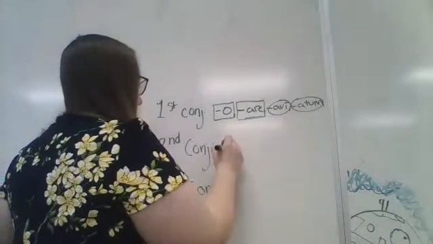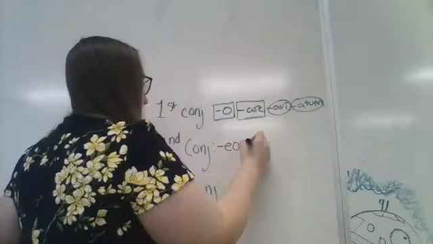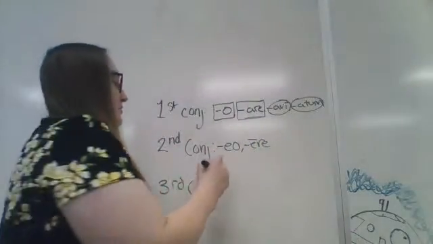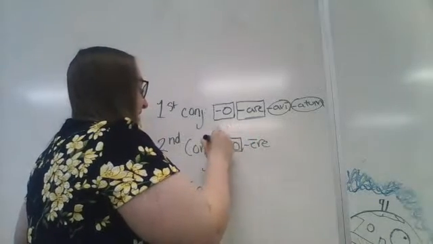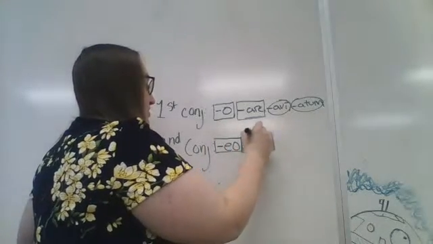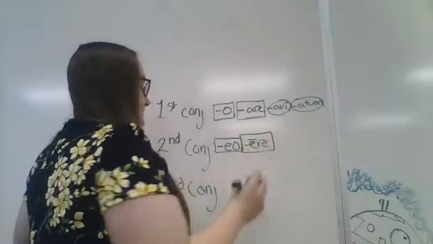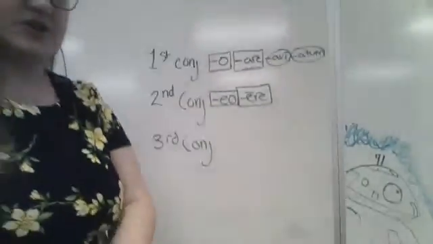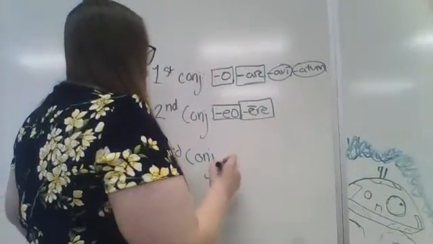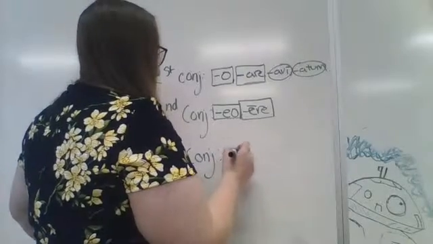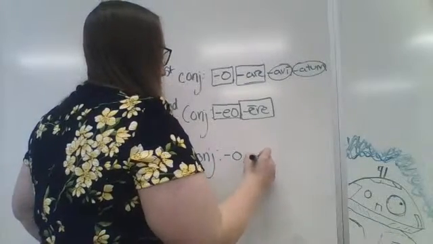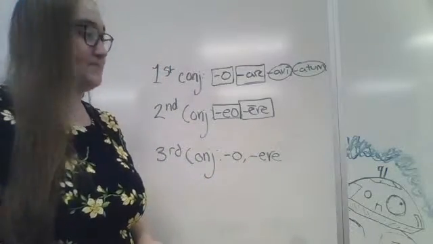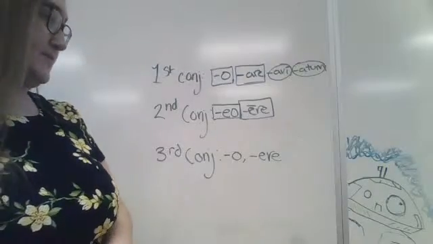Second conjugation, EO and ERE. Now this is a long E. We don't usually use long marks in this class, but in case you're wondering, that is a long E. So EO, ERE. Third conjugation is going to be a combination of first conjugation and second conjugation. So it's going to be O and ERE. And this E is going to be short. And we'll see why in a minute.